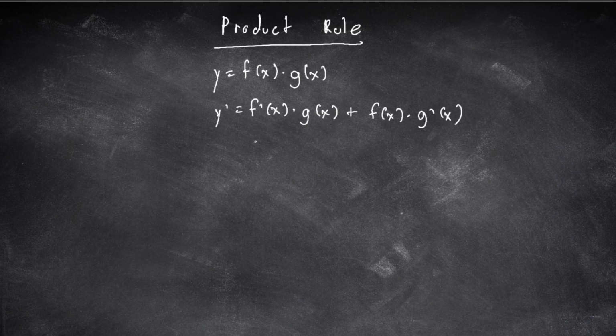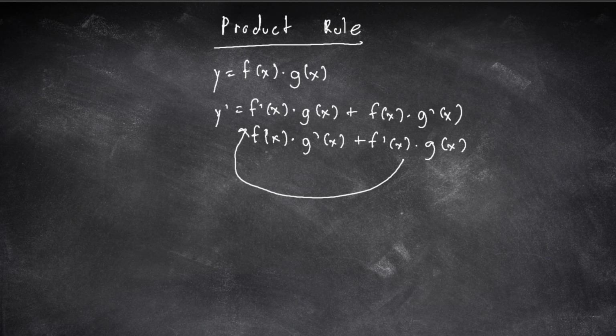Or you could just have the first one stay the same, multiplied by the derivative of the second, plus the derivative of the first one multiplied by the second. This is generally the same thing, just in a different order, so they both calculate the same thing. It doesn't really matter what order you choose. Both ways are fine. So let's try an example.